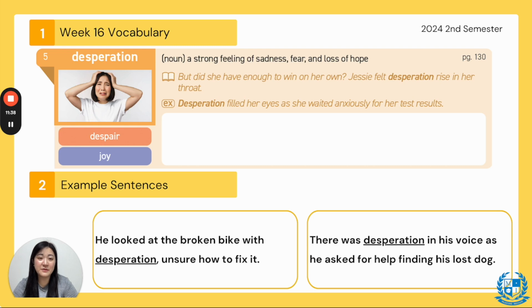Jessie felt desperation rise in her throat. So this is when Jessie was trying to figure out if she had enough money to win the lemonade war, but she wasn't sure, so she felt a lot of fear and sadness in herself.